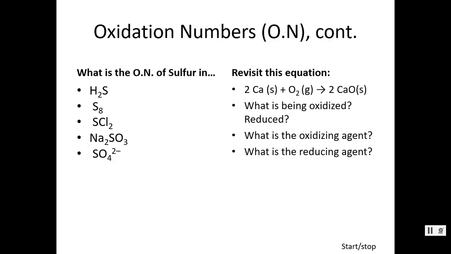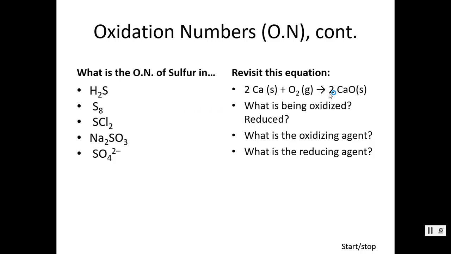So let's go ahead and use our knowledge of redox reactions, the definitions of oxidation, reduction, oxidizing agent, and reducing agent. Let's use our skills regarding those and the rules for determining oxidation numbers or charges for a particular species. We're going to do these examples with regards to the oxidation number of sulfur in a second, but let's revisit this equation that we introduced two videos ago.